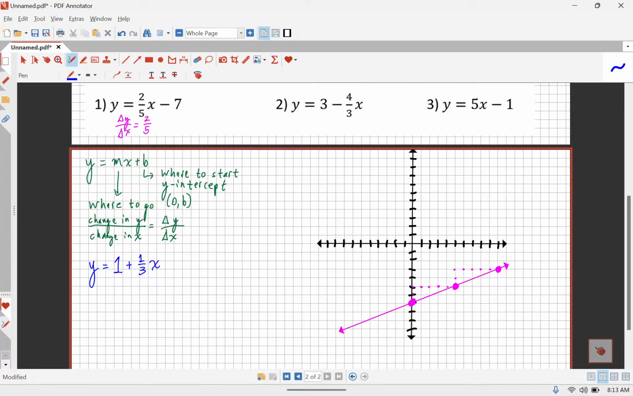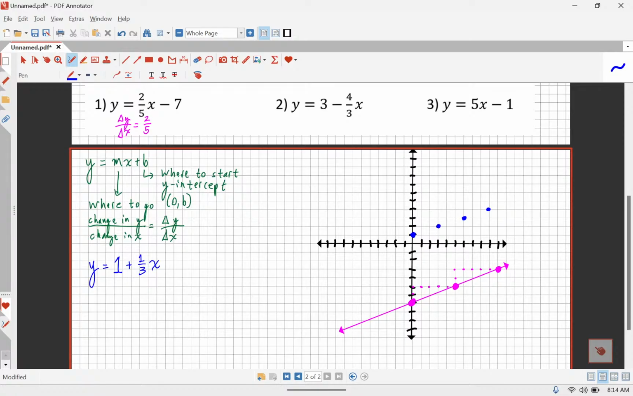Asher, in fact, how about this, Asher? Where is this telling me to start? Go ahead, Asher. Yeah, where's that telling me to start? Right there. Because the positive 1 means go up 1. Now, where is it telling me to go, Asher? Up 1, right 3. Very good. And then let's do it again. Let's do it until we run out of stuff. 1, 2, 3. Looks good. There we go. Then we ran out of room.